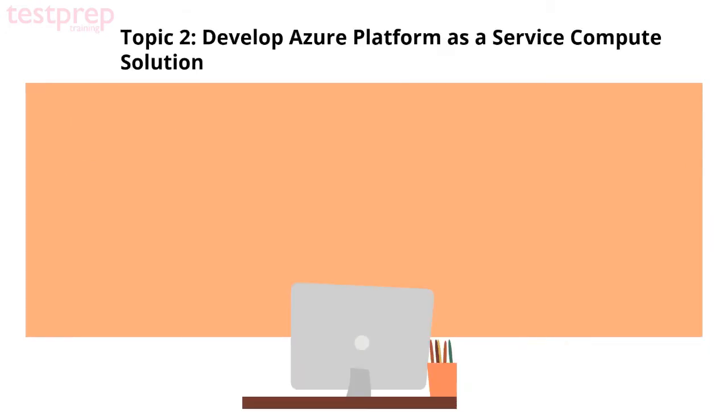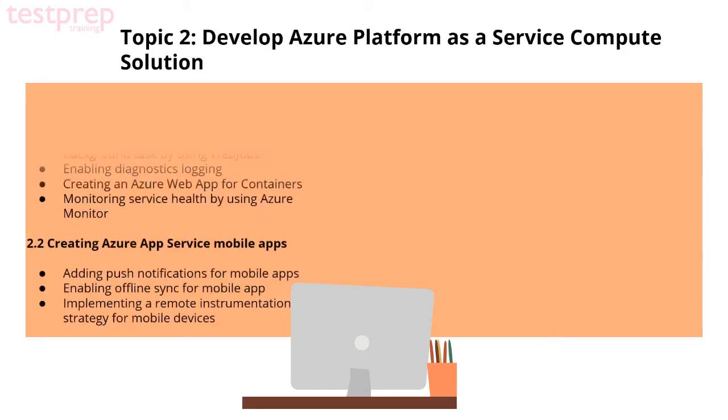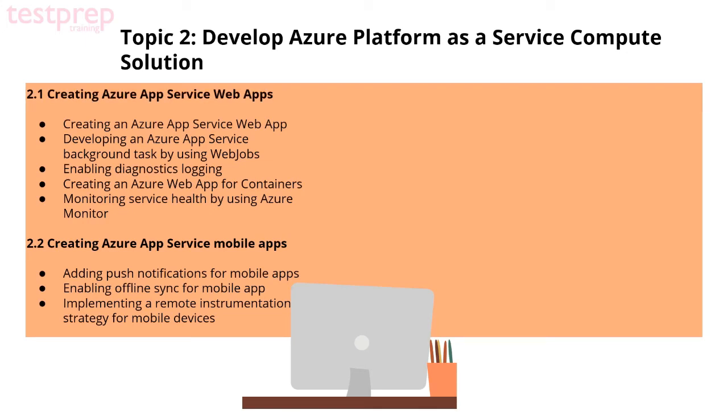Topic 2. Develop Azure Platform as a service compute solution. It can be explained in 4 parts. First, creating Azure App Service web apps. It is divided into 5 parts. Creating an Azure App Service web app. Developing an Azure App Service background task by using web jobs. Enabling diagnostics logging. Creating an Azure web app for containers. Monitoring service health by using Azure Monitor.